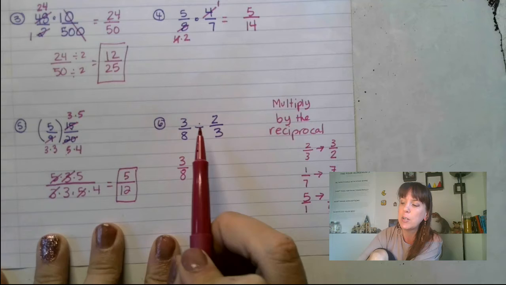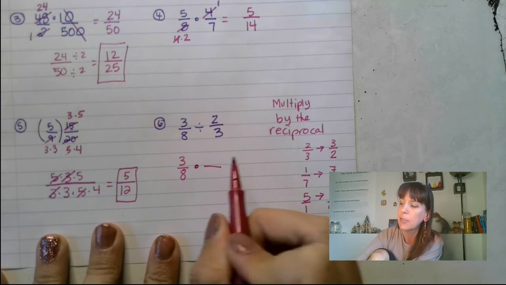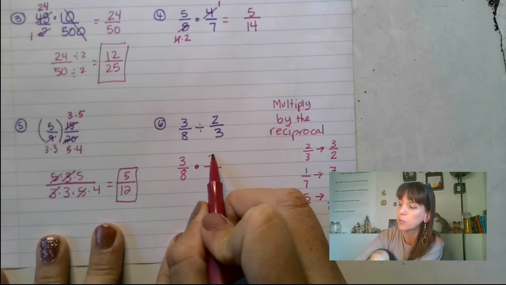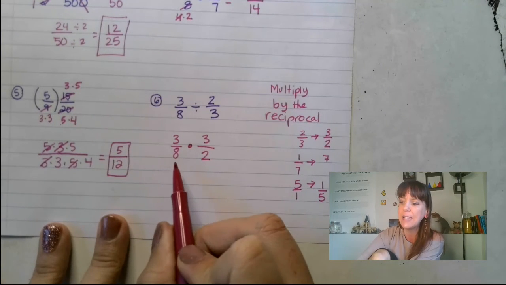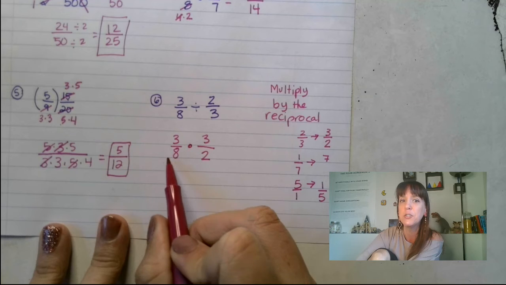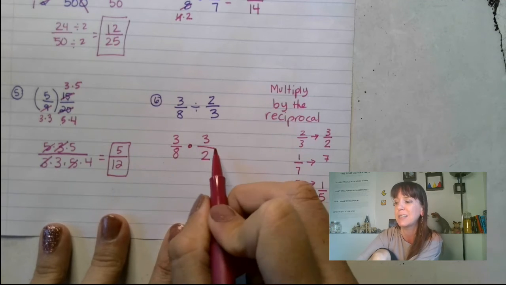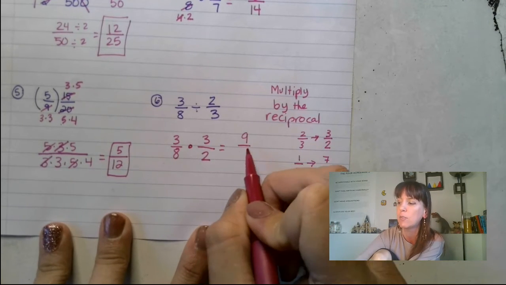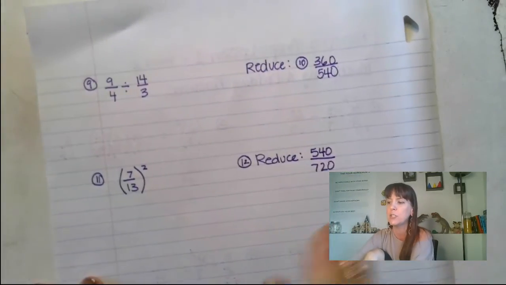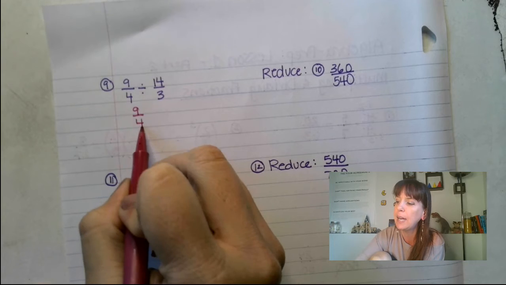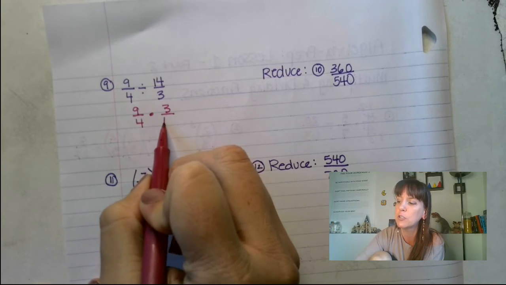And then we don't divide, we multiply by the reciprocal. Flip those puppies around, 3 over 2. Then we look to see if we can cancel anything out. 8 is 2 times 4, so we got 2, 4, and 2 downstairs, 3 and 3 upstairs. Can't cancel anything out, so we get 9 over 16. That is your answer. Excellent. Don't divide fractions. We multiply by the reciprocal, just like that.